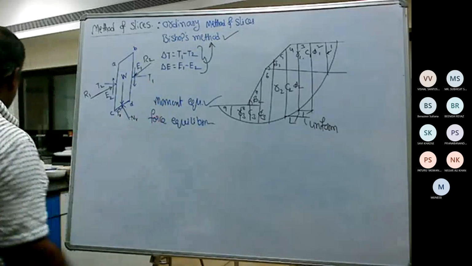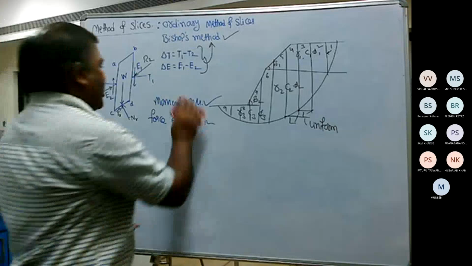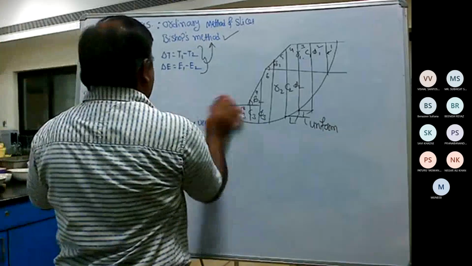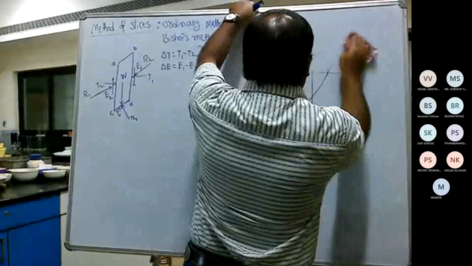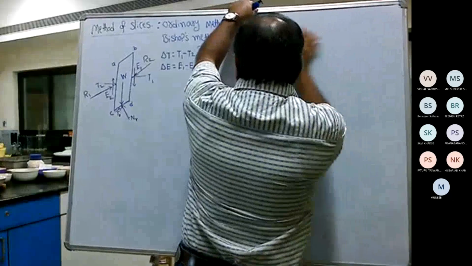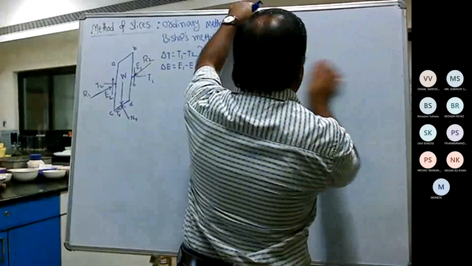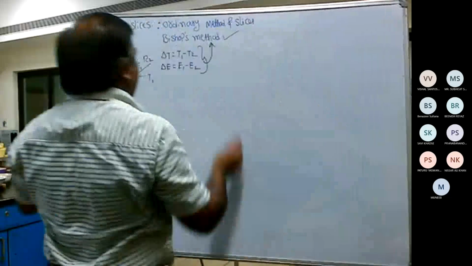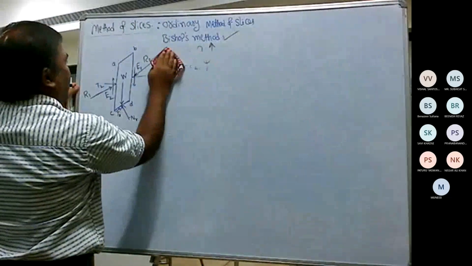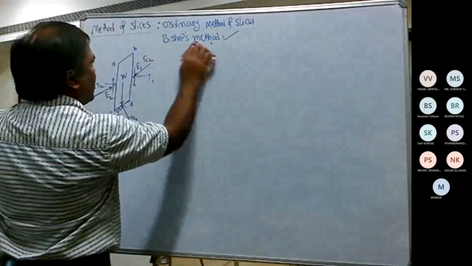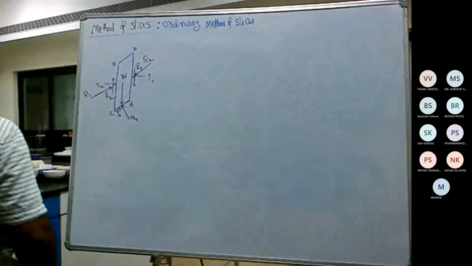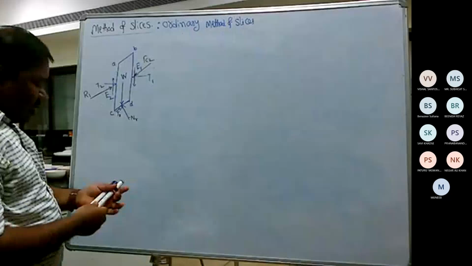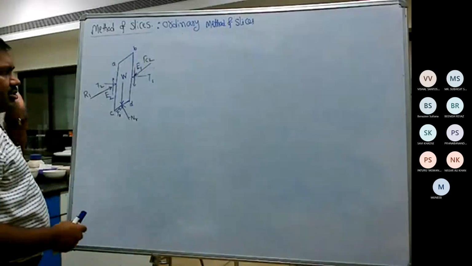Okay, so first let us talk about the ordinary method of slices. Just to avoid the confusion, let us try to derive the equation for the ordinary method of slices. Okay, so here this is the one.